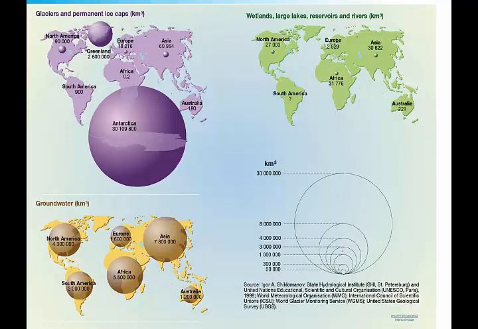Well, this image shows you where most of the fresh water is found in the world. If we look at the upper left-hand corner, this purple area shows you where glaciers and the permanent ice caps are found. The size of the bubble relates to how much water there is, so the bigger the bubble, the more water. Again, looking at glaciers and ice caps, where most of the fresh water in the world is found, you can see that Antarctica, or the South Pole, has the greatest amount of fresh water.